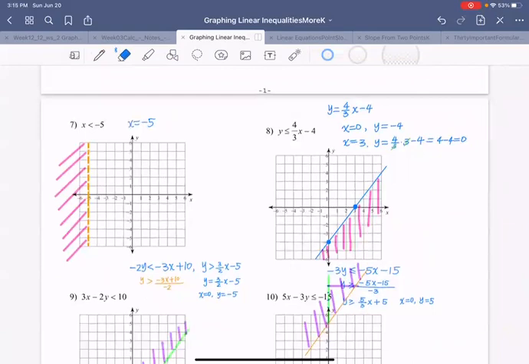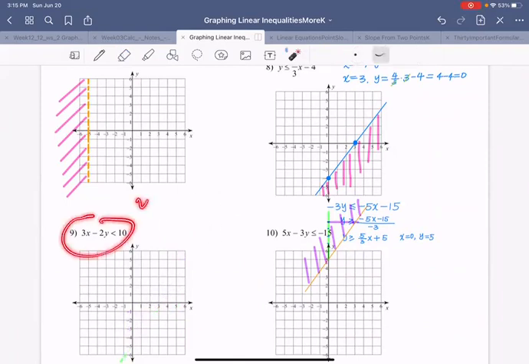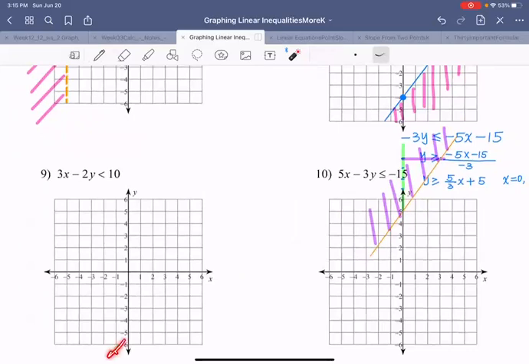Now, I'm going to ask Shangli. Let's do number 9. This time it's not the slope intercept format. This is the standard format. So we have to do the conversion first. Shangli, go ahead.